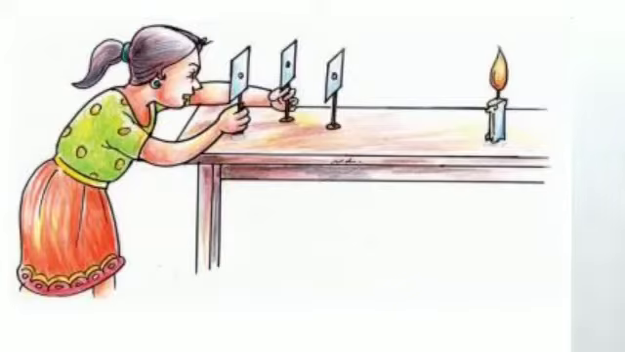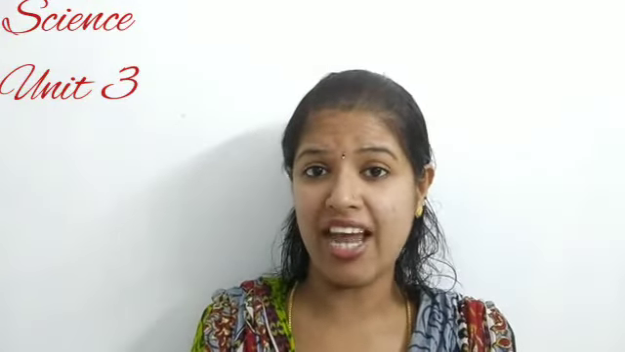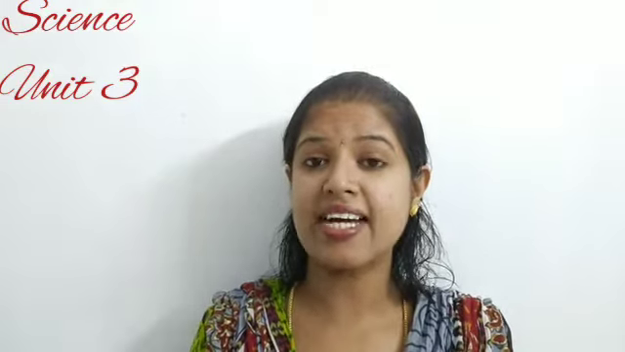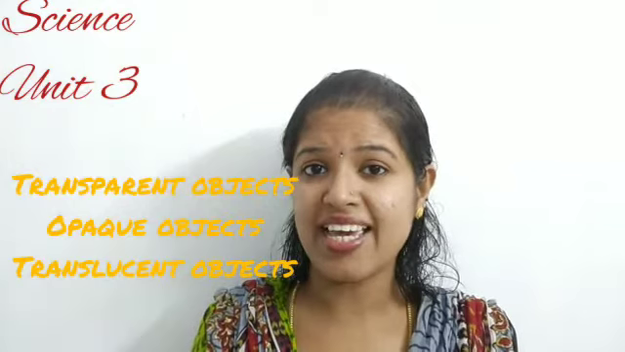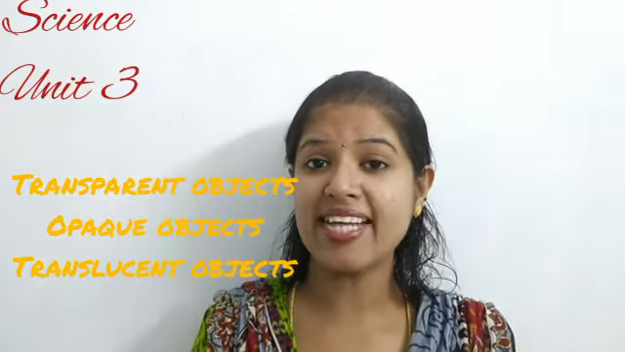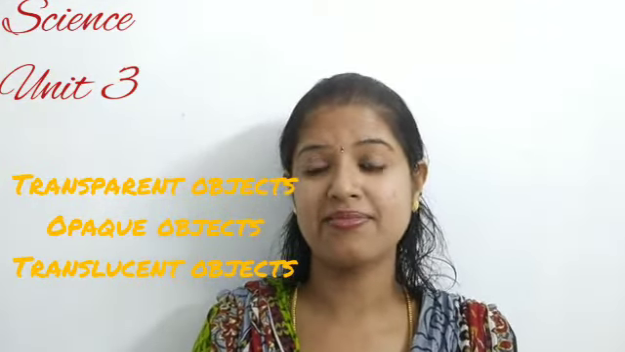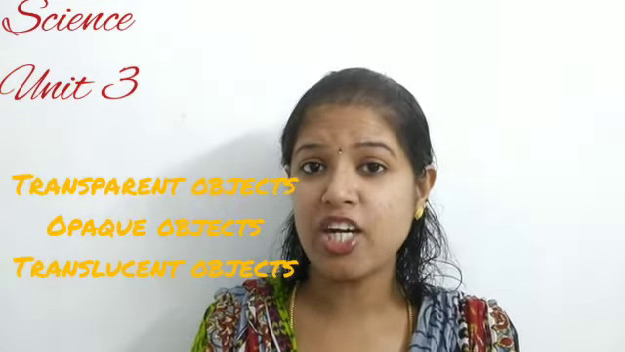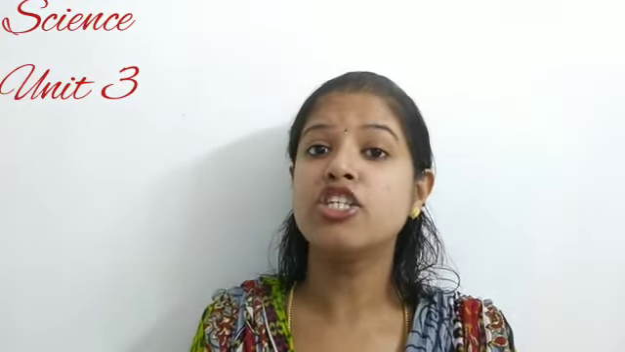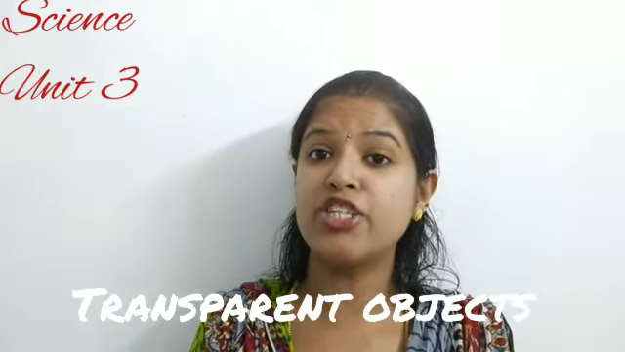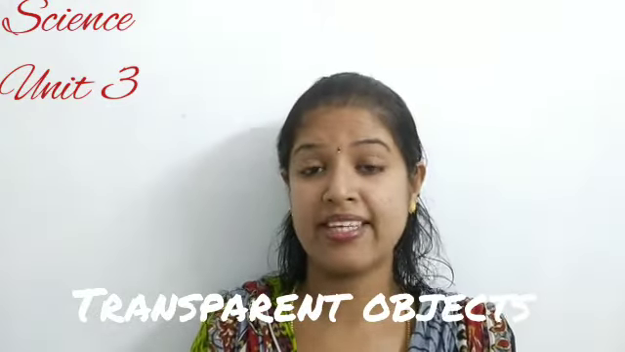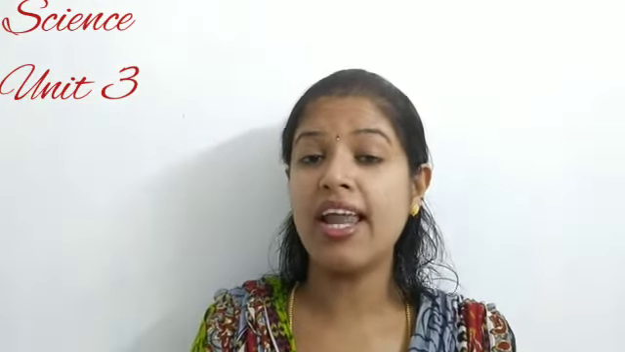So children, based on the transmitting of light, objects are classified into 3: transparent objects, opaque objects, and translucent objects. Transparent objects allow the light to transmit, allow the light to pass through them. Examples: glass, water, lens. These all allow the light to pass through. You can see on the opposite side what is happening.